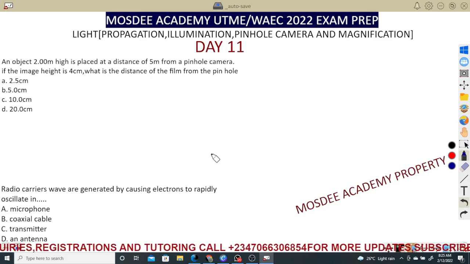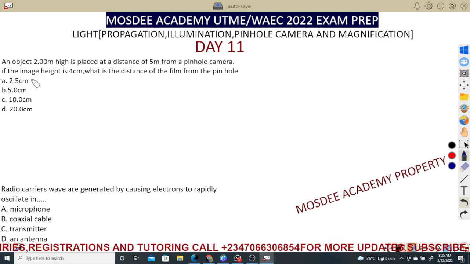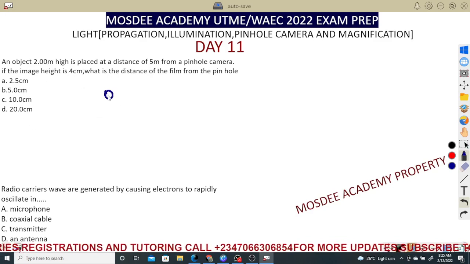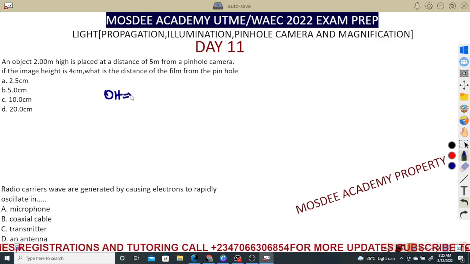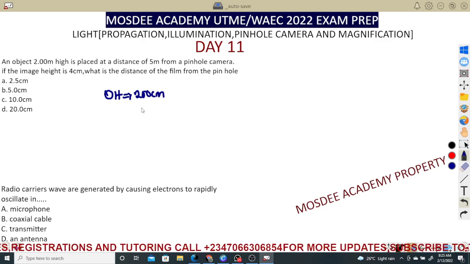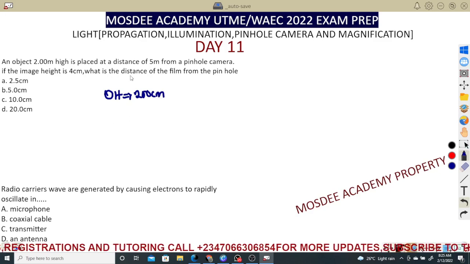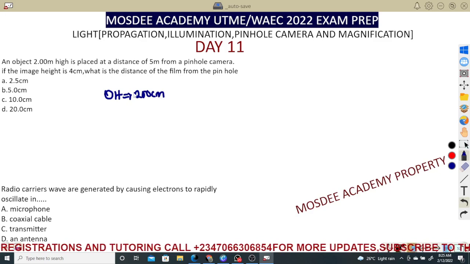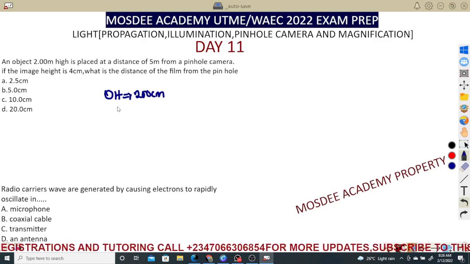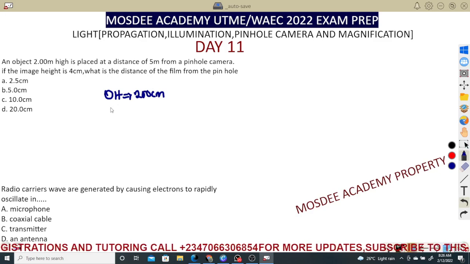We are told in the question that an object is 2.0 meter high. Look at the options, they are in centimeter. So I'll convert the object height. I think it's on the magnification concept. This is 200 centimeter, since 100 centimeter make 1 meter. At a distance of 5 meter, I also convert 5 meter to centimeter. You just need to understand that this is the object distance.